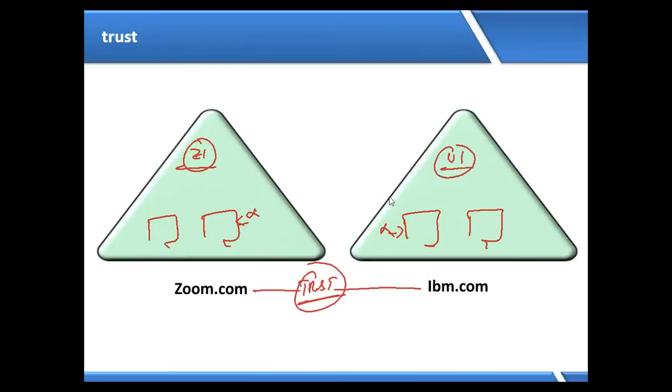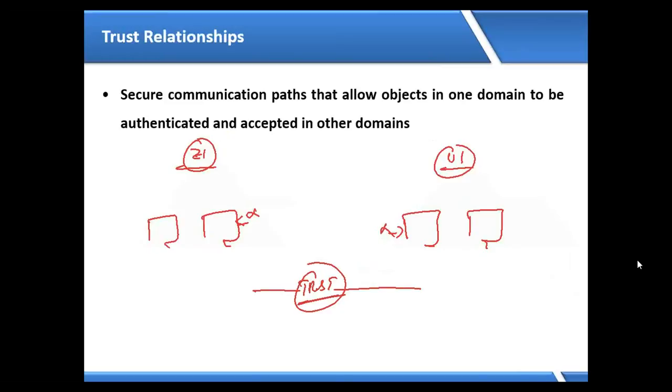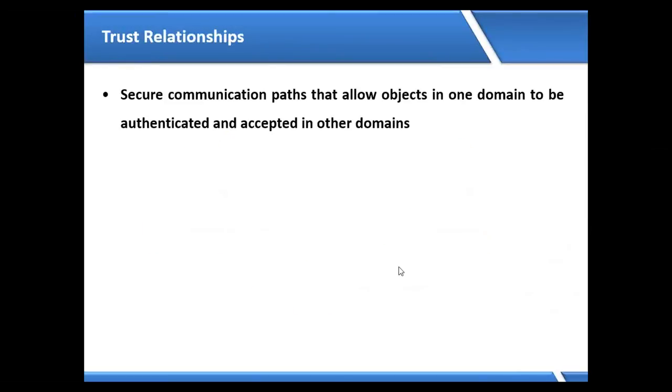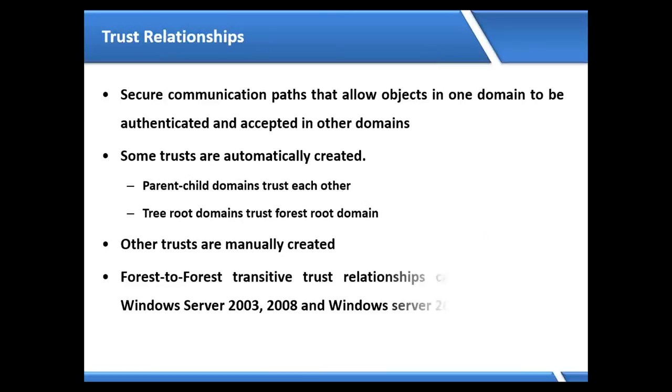Now, how do you define a trust? Trust means it is a secure communication path which allows objects in one domain to be authenticated and accepted in other domains. Like users from one domain should be able to log into another domain. At that time, we need a trust between these two domains. There are many different types of trust I'll discuss. Some trusts are manually created, some trusts are automatically created. I'll be showing you practically a trust called forest to forest trust, which was introduced in 2003 Active Directory.